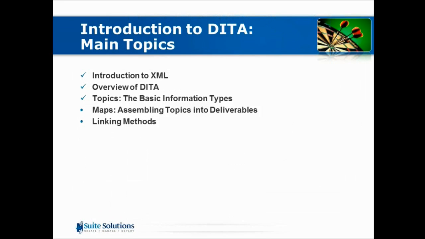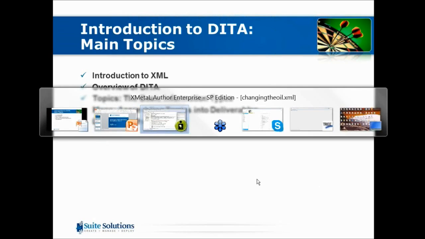Okay. So we got very quickly through the first bullet here, and now what I'm going to do is I'm going to open up an authoring tool. In this case, we're going to use XMetaL, just for the purpose of showing you some topics. And we'll kind of go through the process of actually looking at a topic and maybe creating a new one. So I'm going to Alt-Tab to XMetaL.